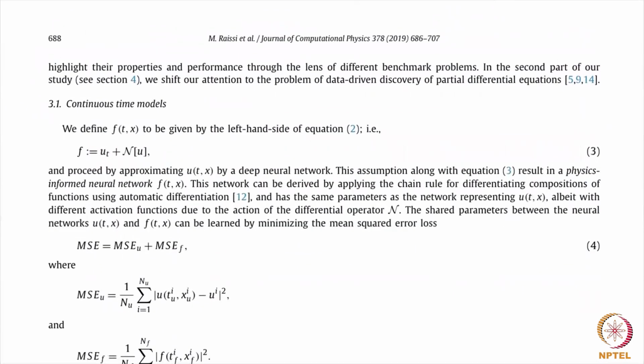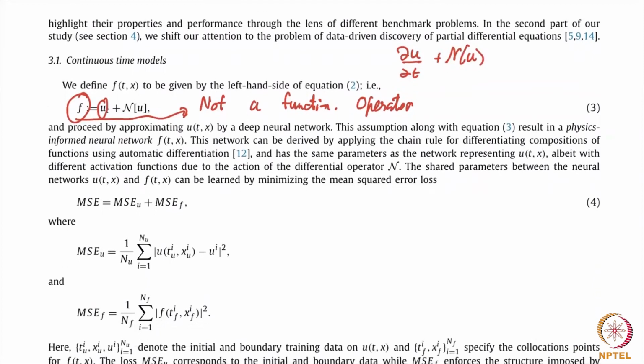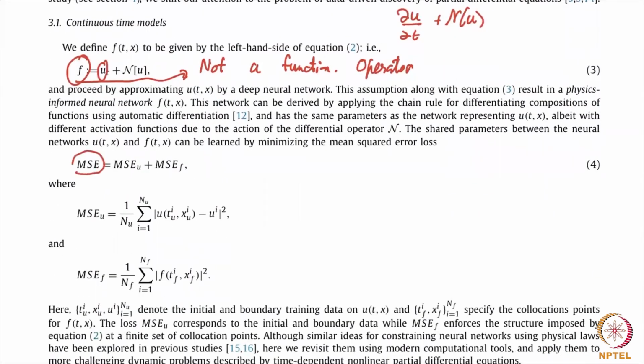What we are doing, of course, is we are saying that you have the operator f. This f here is not a function, it's an operator. Operator meaning it takes a function and returns another function. So it takes u and it returns del u del t plus N of u. And here is what they have. They have the same idea that I told you. The least square loss, J, equal to J at the experimental points, or what they call the U points or the data points, plus J where we impose the physics, which is through the PDE.